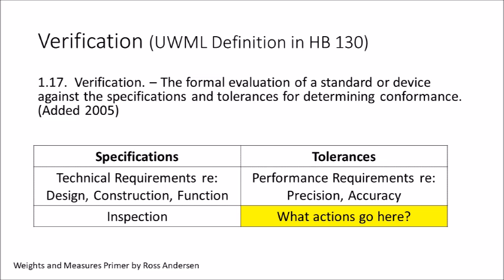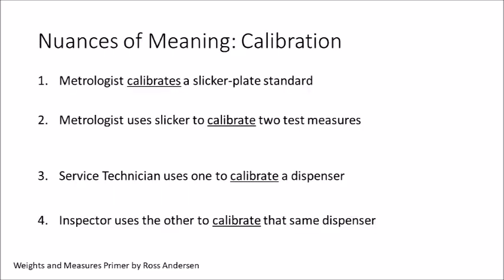And what I really want to address is what goes here. What actions go in this box? One of the words that immediately comes to mind is, of course, calibration. Here we have 4 uses of the word calibration in a chain. The metrologist calibrates a slicker plate standard. This is typically a working standard in the lab. The metrologist uses that slicker to calibrate 2 test measures.